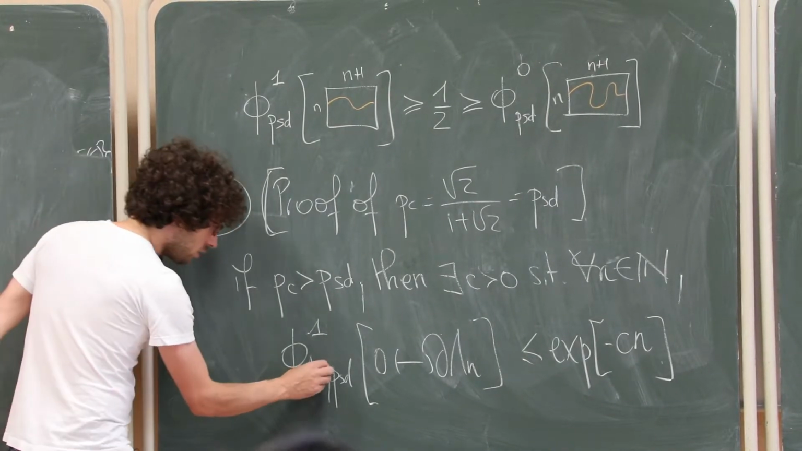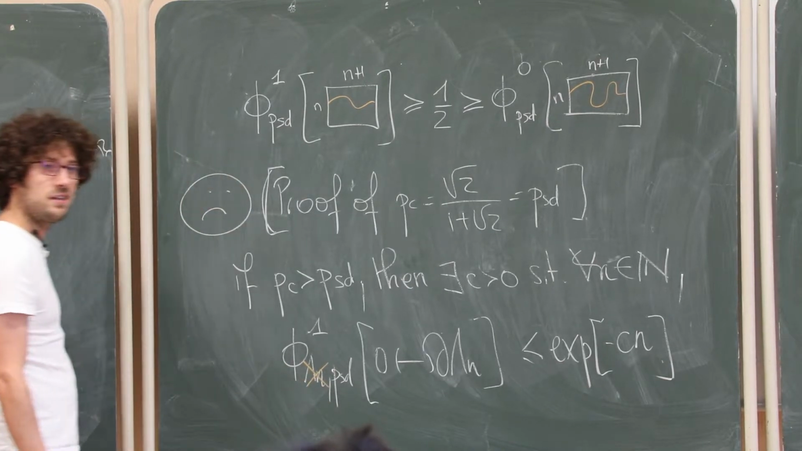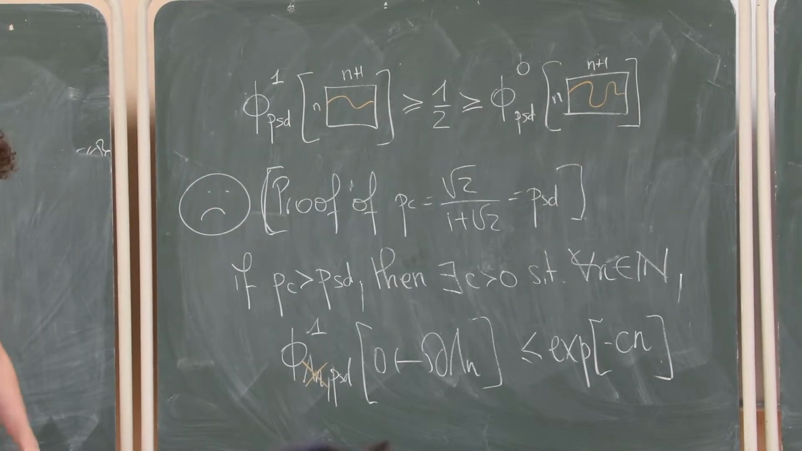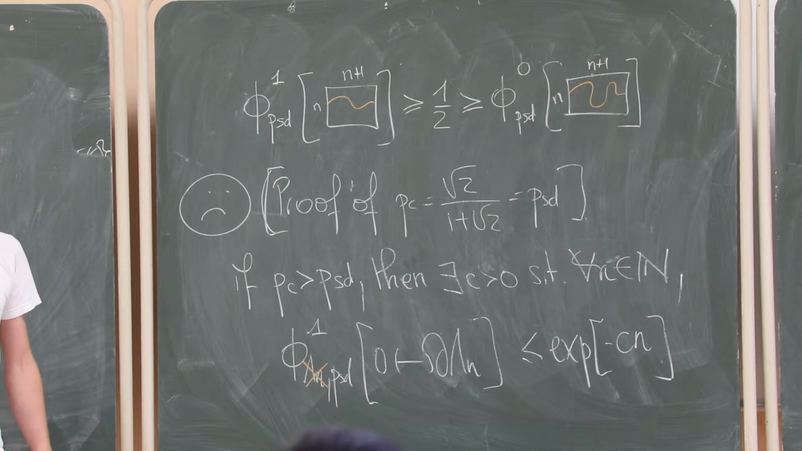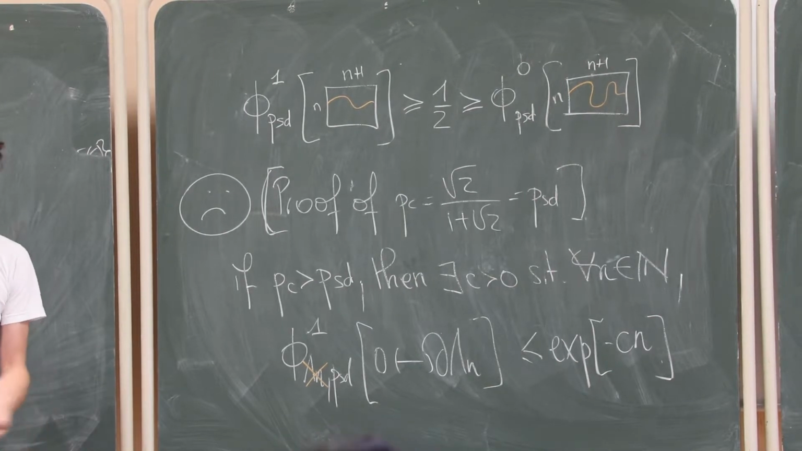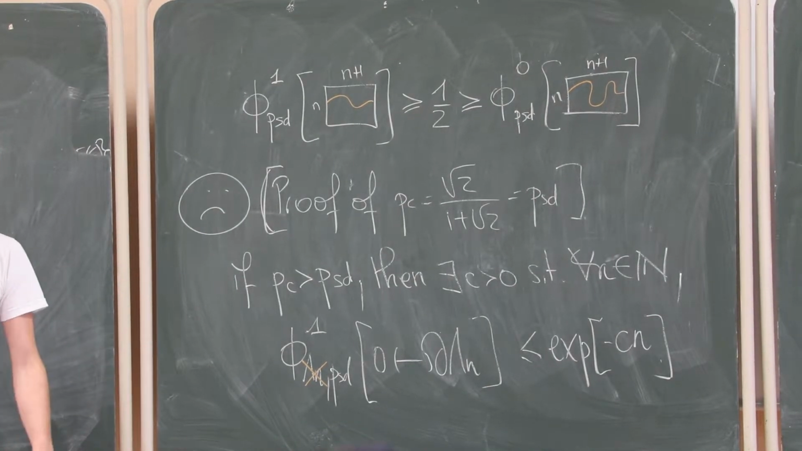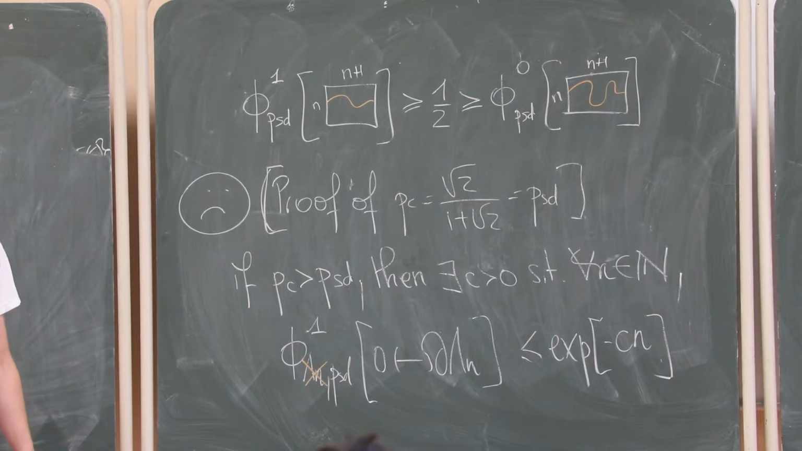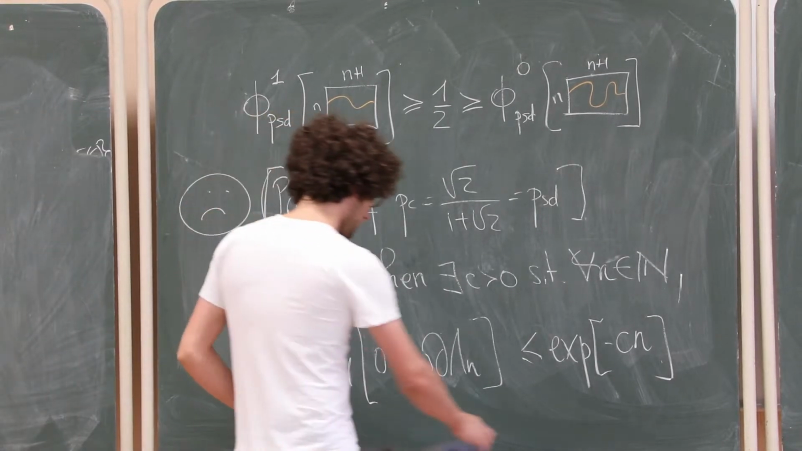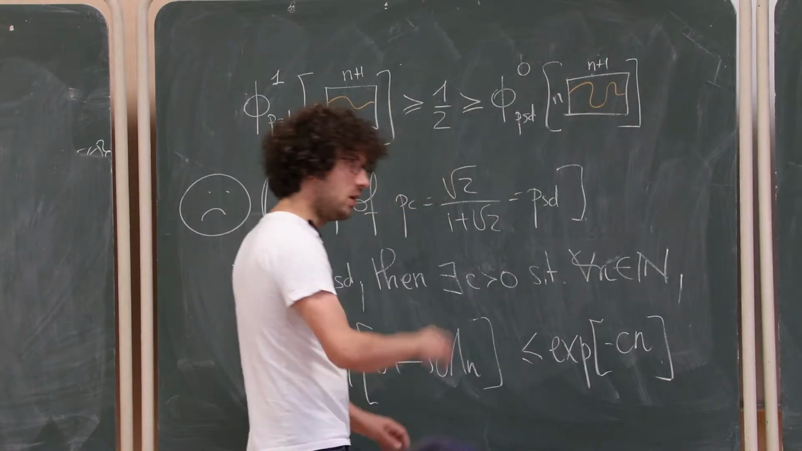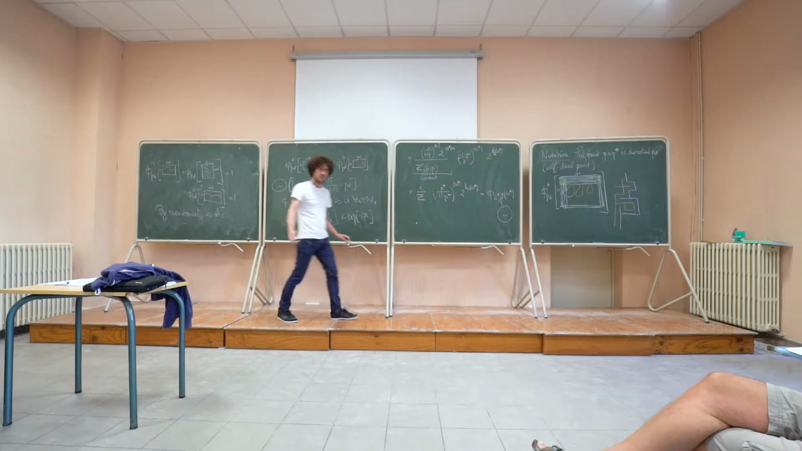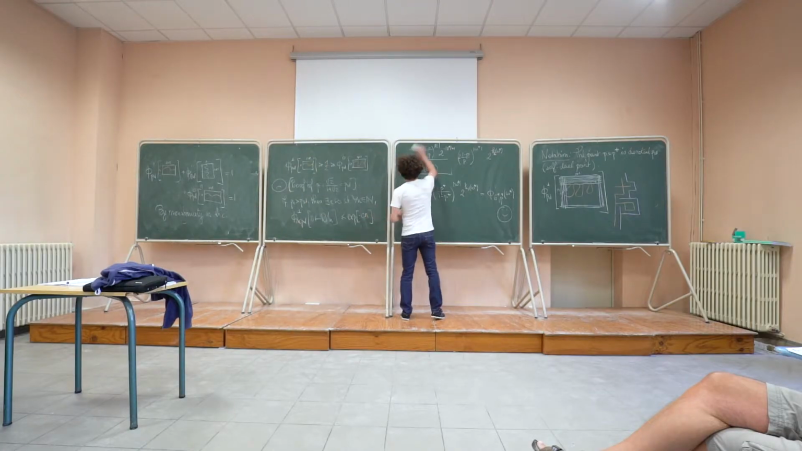Notice here that by monotonicity in boundary condition, if I consider the infinite volume measure, it is smaller than the finite volume measure with wired boundary conditions, right? This was due to the fact that the probability of increasing events was decreasing in n.